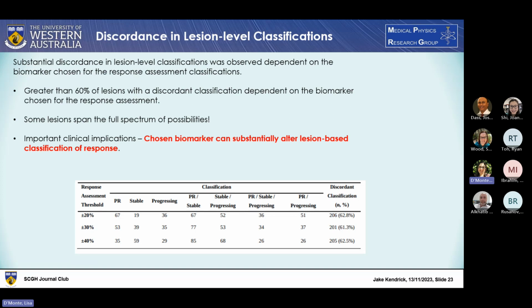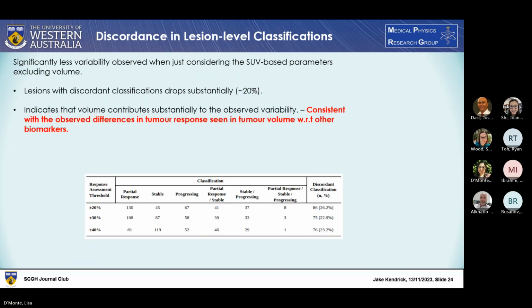So this, of course, has important clinical implications, right? Purely based on your chosen biomarker, it can actually impact how you're interpreting the response of that lesion. And this was the case regardless of the response assessment threshold that we chose. So plus or minus 20%, 30%, or 40%, you can see that in all cases, it was about 62% of lesions that had a discordant classification based on this.